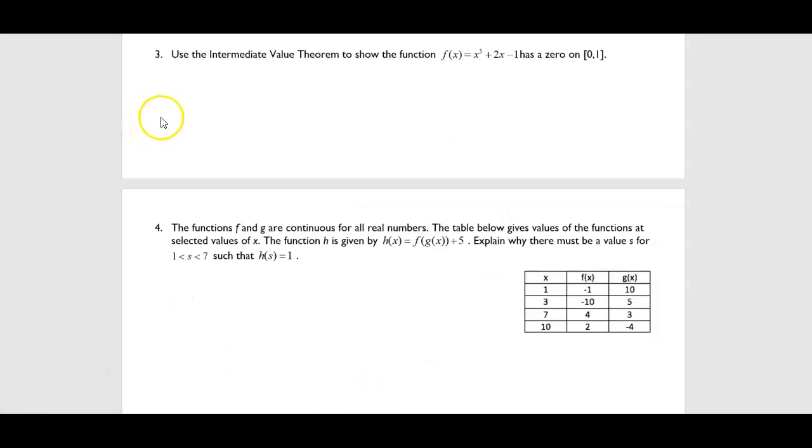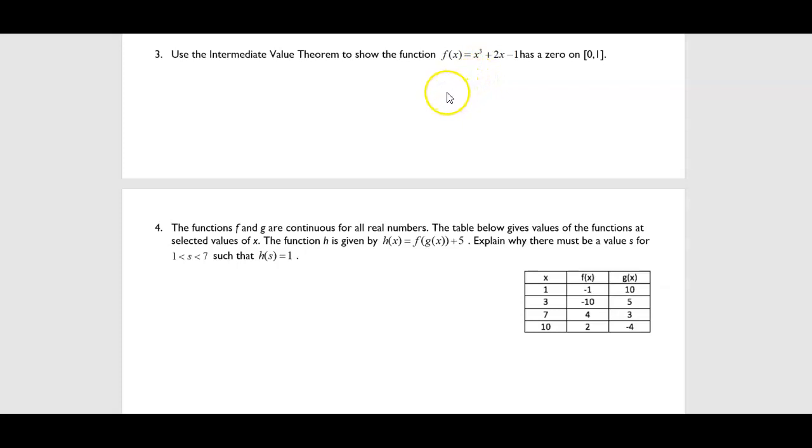So where the intermediate value theorem is most often used in mathematics is to determine if a function has a 0 on a certain interval. It doesn't necessarily tell us where that 0 is, but just proves that we would have to have a 0 or an x-intercept. So in number 3, we're going to use the intermediate value theorem to show that f of x, which is x cubed plus 2x minus 1, has a 0 on the interval from 0 to 1.